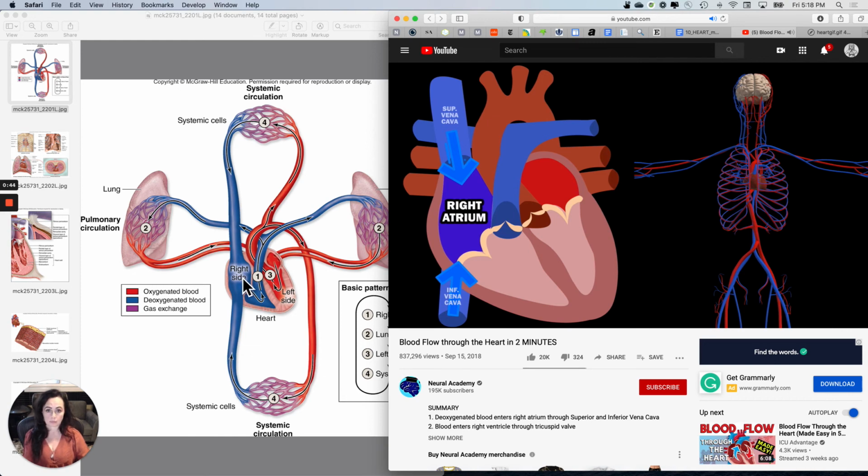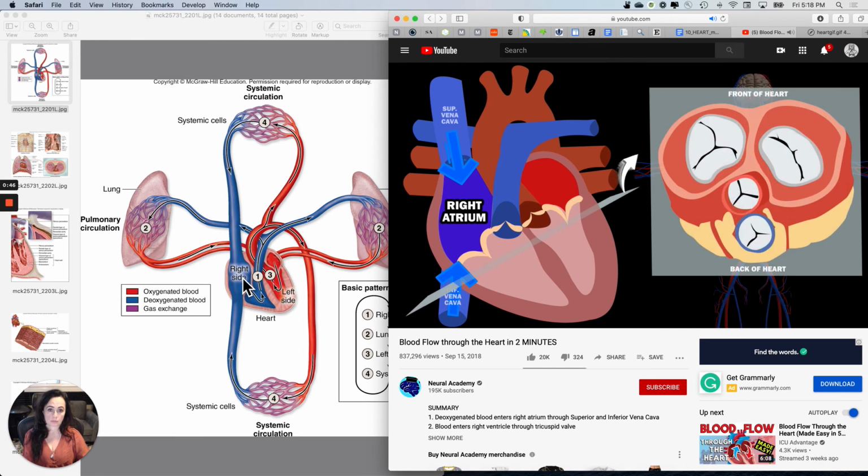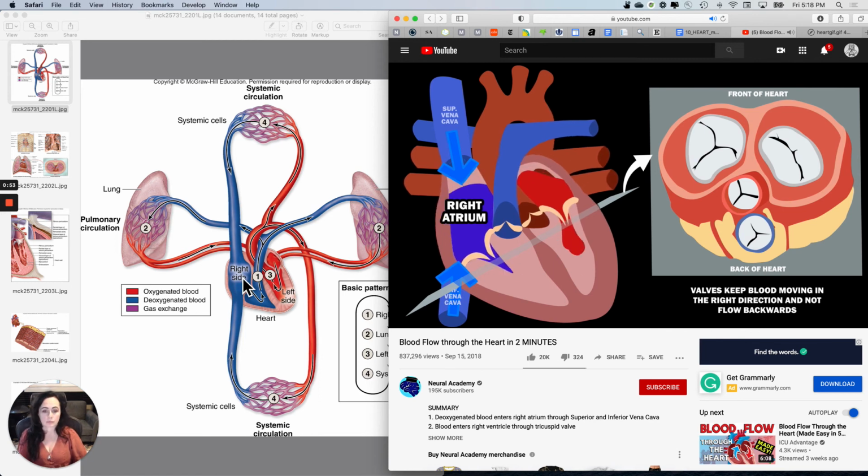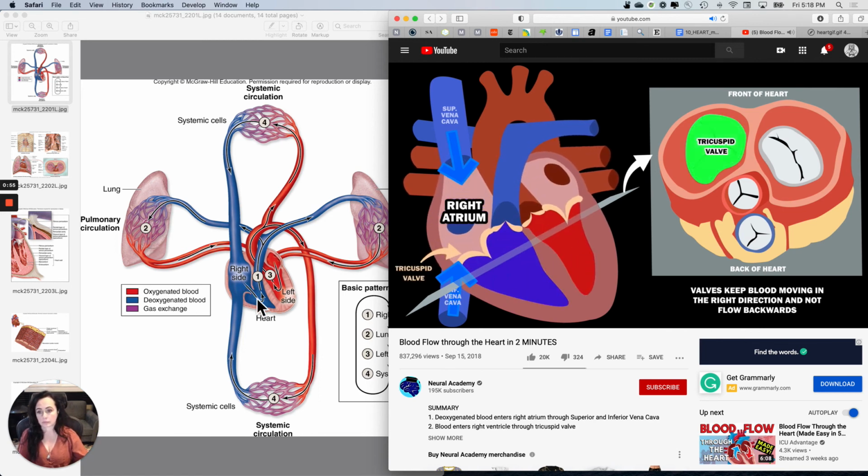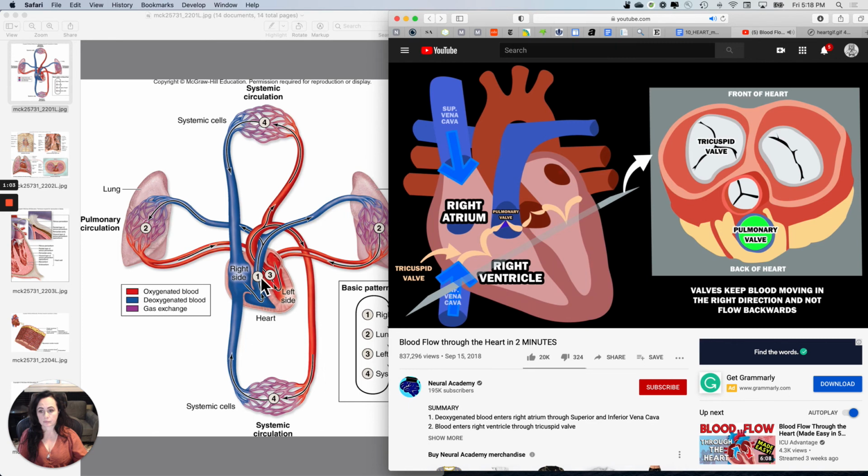The heart not only has 4 chambers, it also has 4 valves. The purpose of the valves is to keep blood moving in the right direction and not flow backwards. Blood exits the right atrium through the tricuspid valve, so called because it has 3 flaps, and enters the right ventricle. The blood exits the right ventricle through the pulmonary valve and enters the pulmonary artery. Again, it is an artery because blood is flowing away from the heart, but it is blue because it lacks oxygen. The pulmonary artery then splits into the left and right pulmonary arteries, which go to each respective lung.